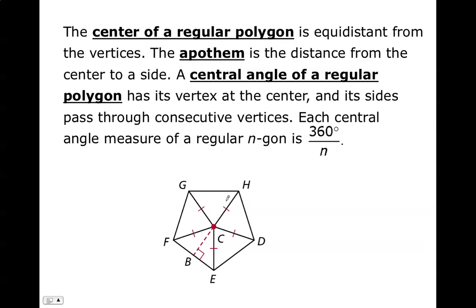Looking at this figure down here, we have a regular pentagon, because there are 5 sides. Point C is our center. CB is our apothem. And angle FCE is the central angle. And hopefully now, by seeing a diagram, you understand why, to find the measure of the central angle, we do 360 divided by n, the number of sides. Let's take a look at an example.